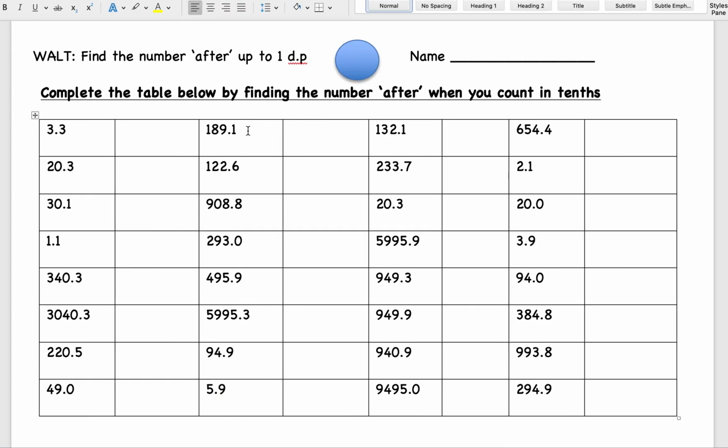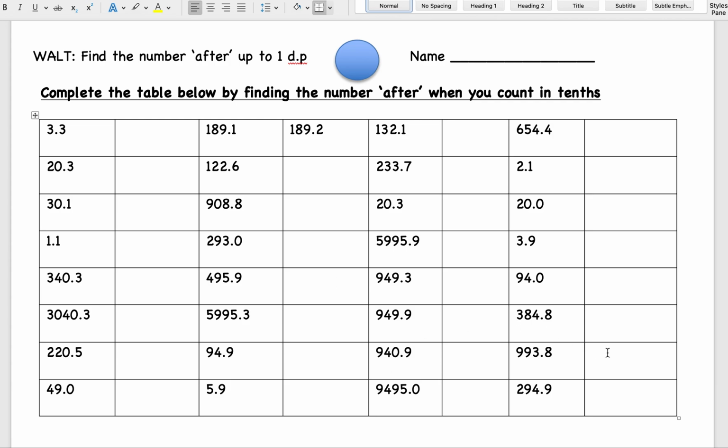Okay, so if you look at your task, we choose one at random. Let's look at the second one here, 189.1. So this number has 1 in the hundreds column, 8 in the tens, 9 in the units or the ones, and then just 1 in the tenths column. So if we're going to find the number that comes after when you count in tenths, because that's your task today, all you have to do is add 1 to this column. Okay, so this is the tenths column. Previously it was 1/10. It now becomes 2/10.